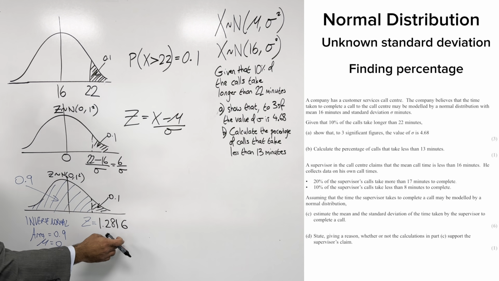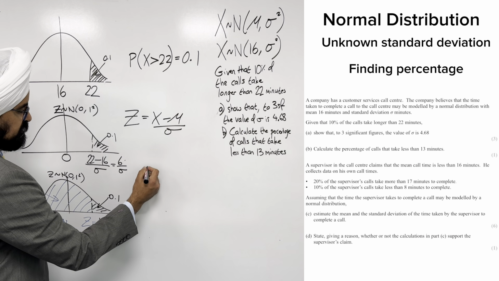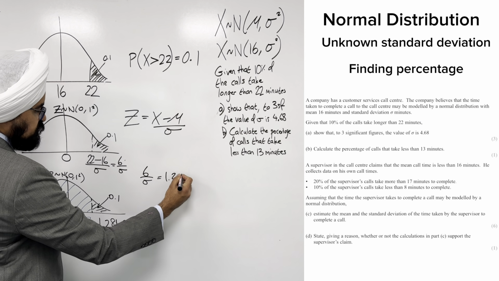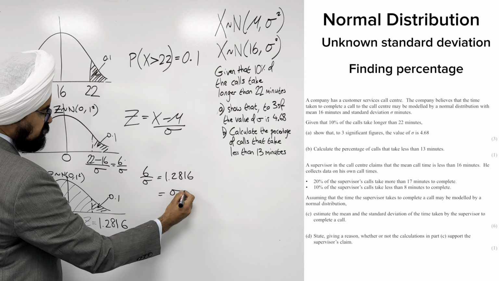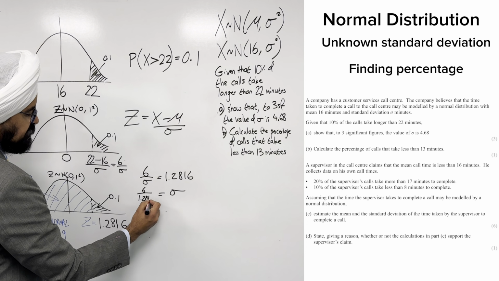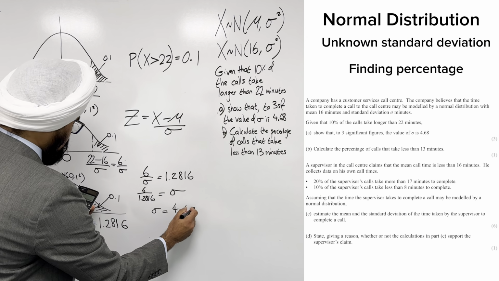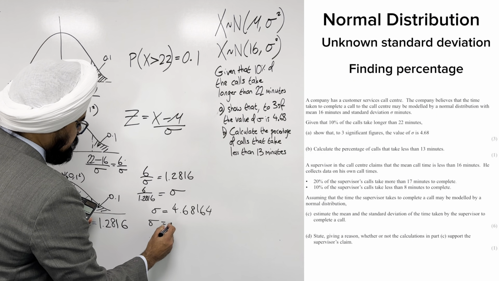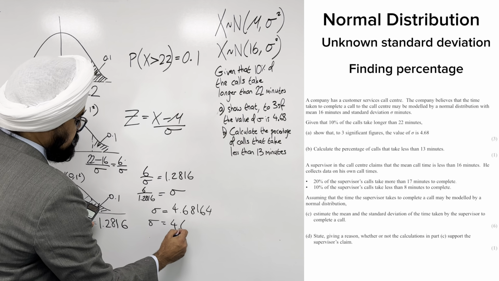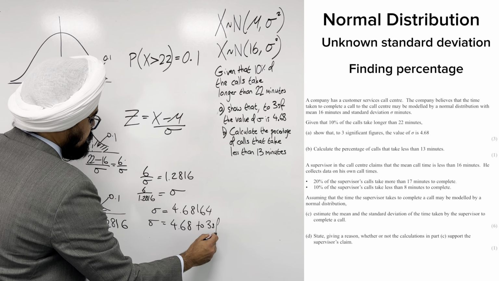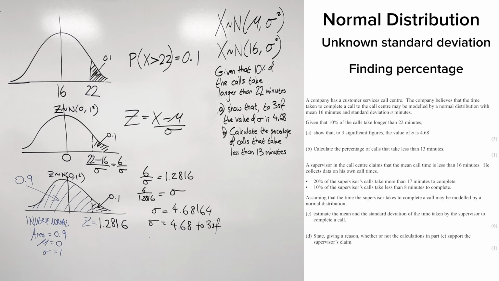Using this z value, I can equate my 6 over sigma with 1.2816. So let's do that. 6 over sigma equals 1.2816, and therefore sigma is equal to 6 divided by 1.2816, and that is going to give me an answer of 4.68164, which is 4.68 to 3 SF. That's the solution for part A.